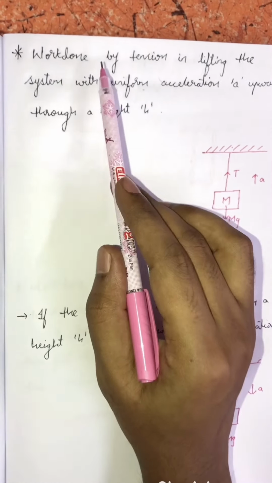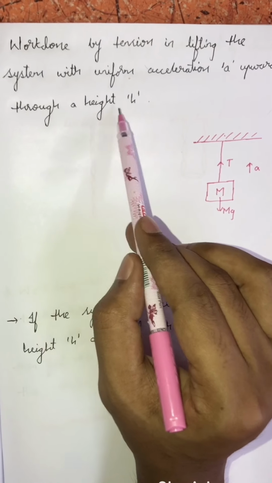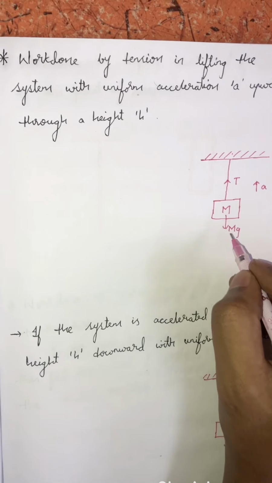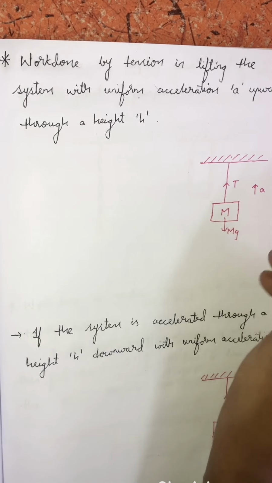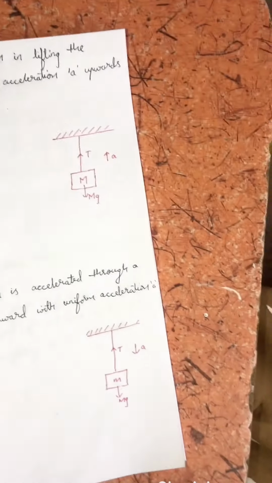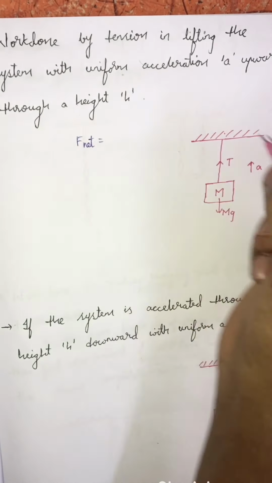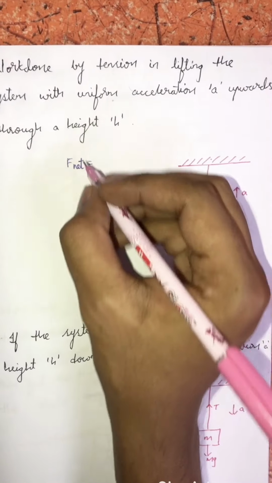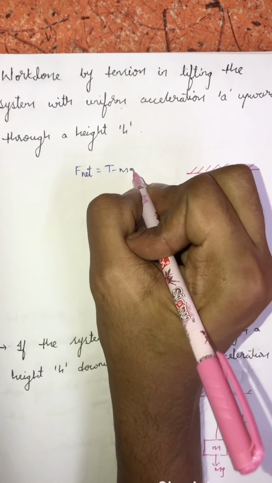Now let's see the work done by tension in lifting the system with uniform acceleration upward through a height h. Here tension is acting upward, whereas mg is acting downward, and the system moves with uniform acceleration upward. So the net force will be F net, and since the acceleration is upward against mg, the value of T will be greater than mg. F net will be equal to T minus mg.